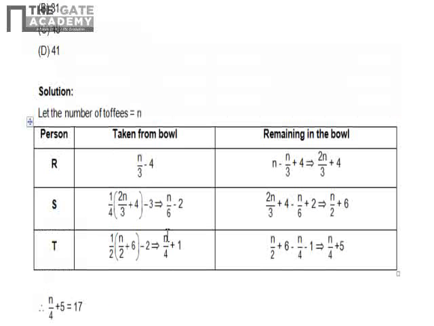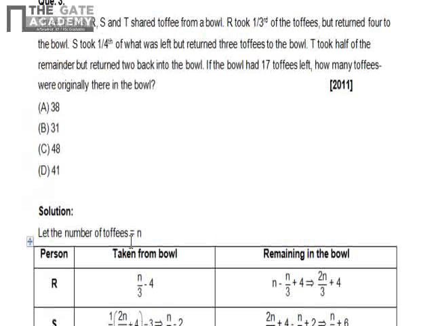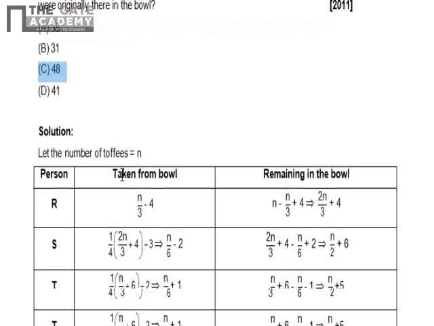But I have a better shortcut way to find this. The first step itself says that R took 1/3 of the toffees. That means the number of toffees in the bowl should be a multiple of 3. So if you look at the options, there is only one option which is a multiple of 3, that is 48. So you can directly take the answer as 48. No need to solve all this.